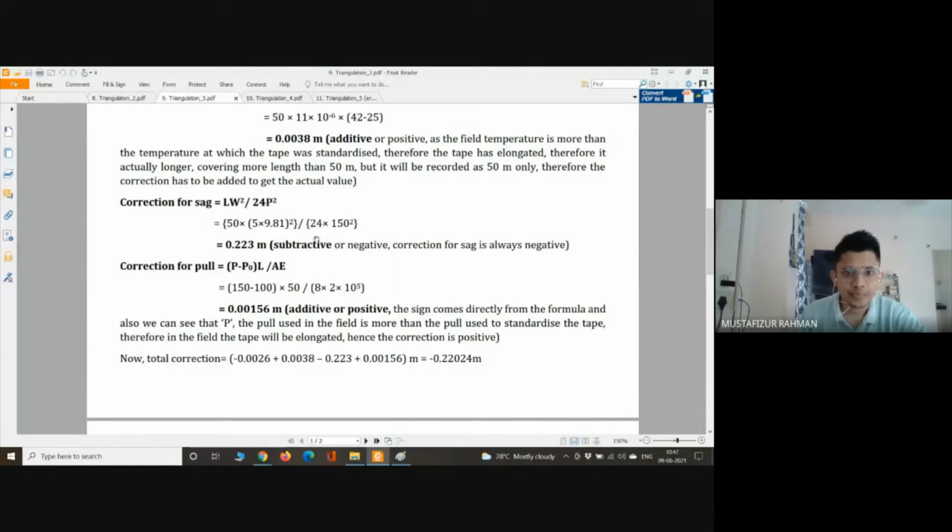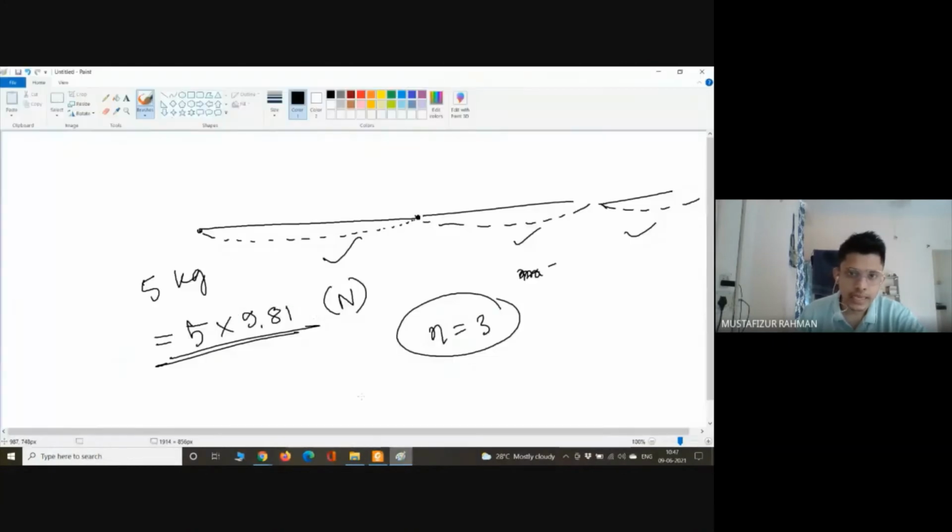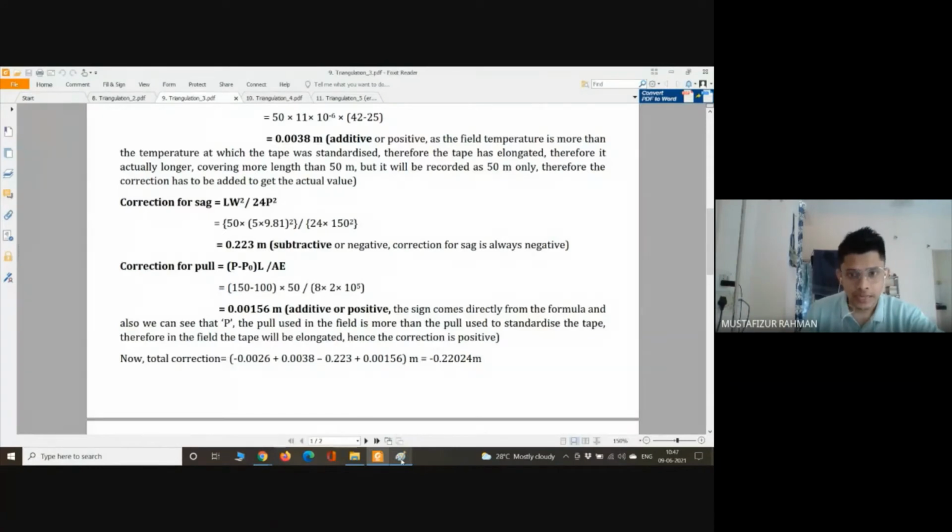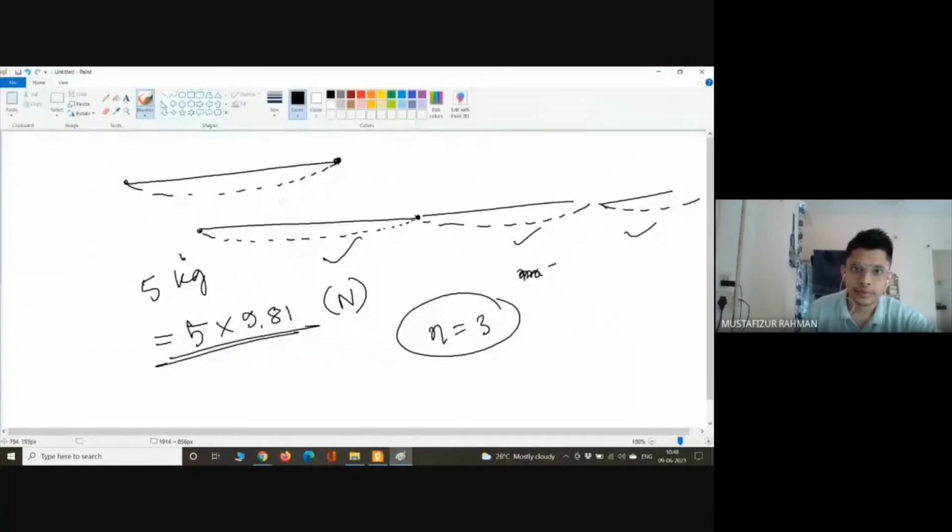Okay. So this correction is always negative because, again, same thing, right? If it is held in a straight line, and if it is held in a curved line, obviously the curved value is going to be higher, right? So therefore, to get the real value, we have to subtract it. So the correction for sag is always negative, right?